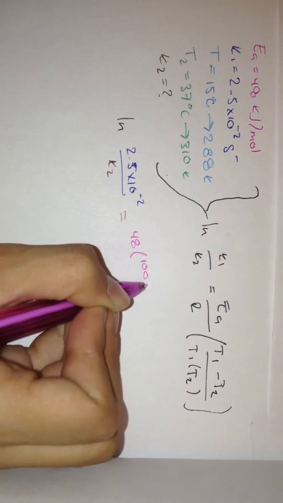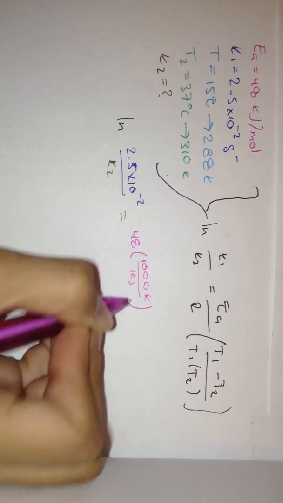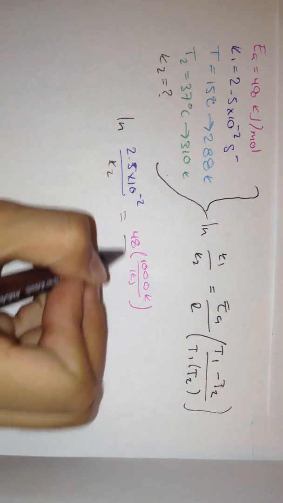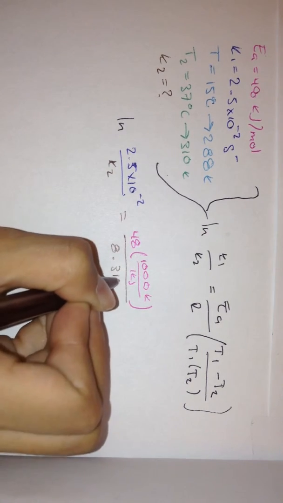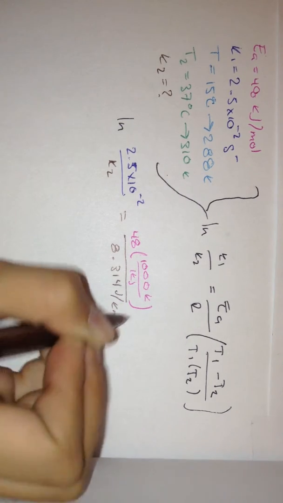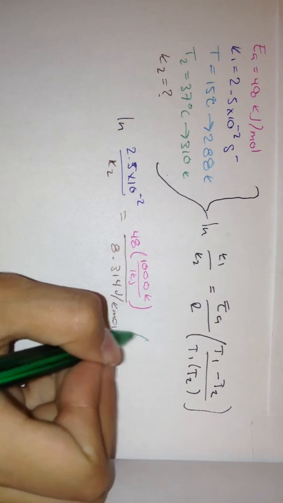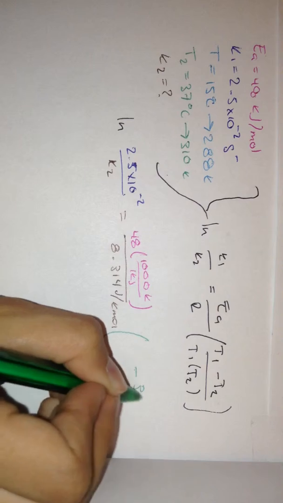using the conversion rate. And our gas constant, that is 8.314 joules per Kelvin mole. And our temperatures.